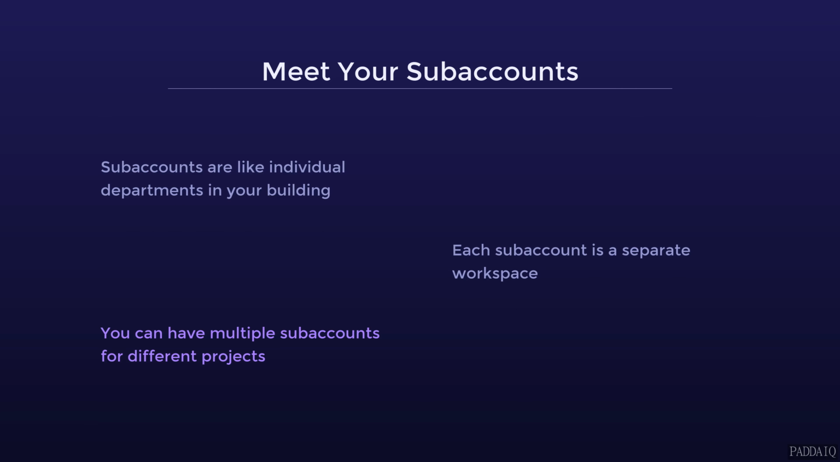You can have multiple sub-accounts for different projects. This means you can create separate, secure areas in BTP for each initiative, keeping resources and access isolated. For example, one sub-account for HR analytics and another for supply chain tracking. This structure helps you manage each project efficiently without overlap.